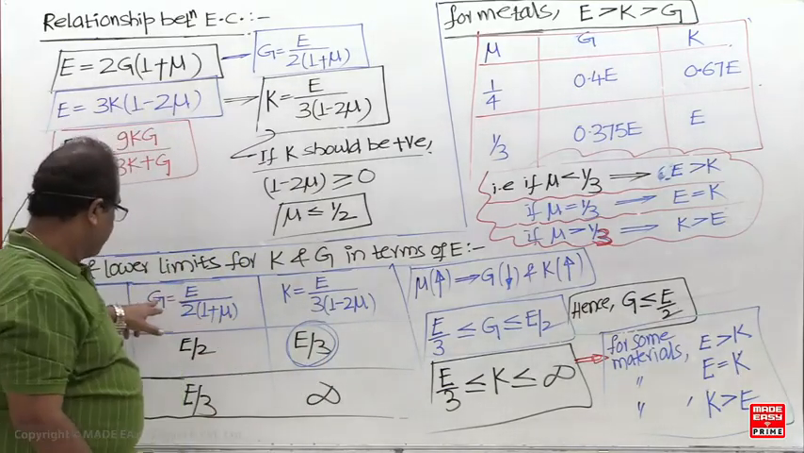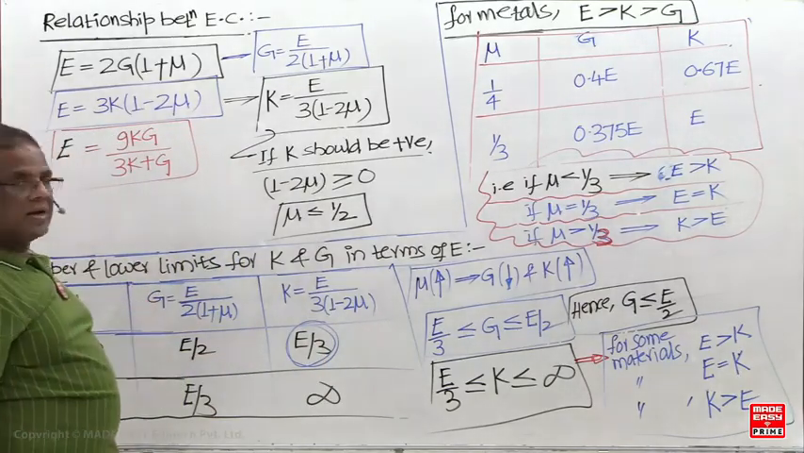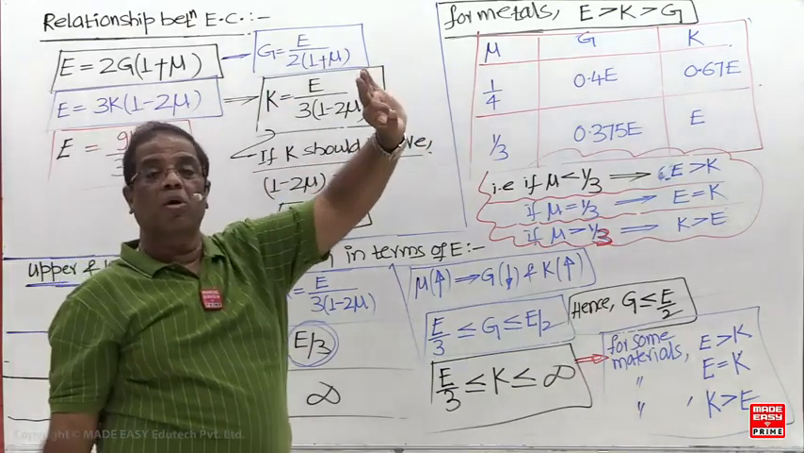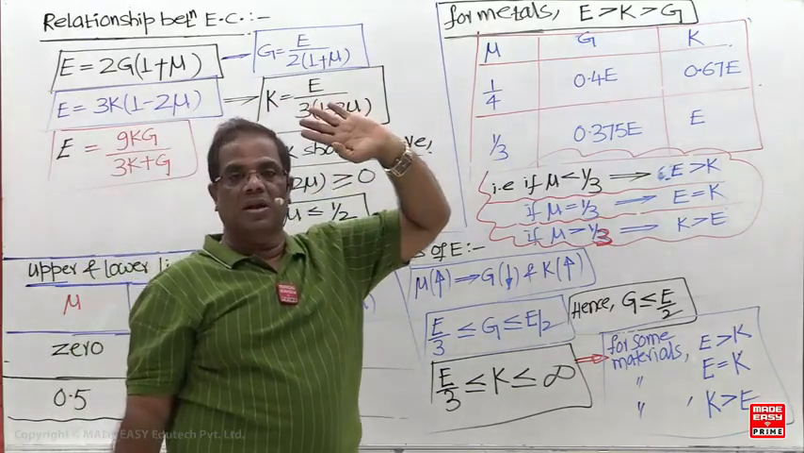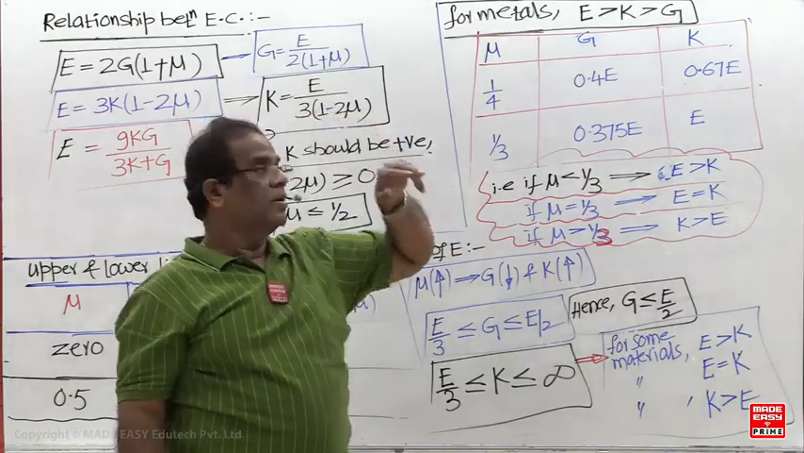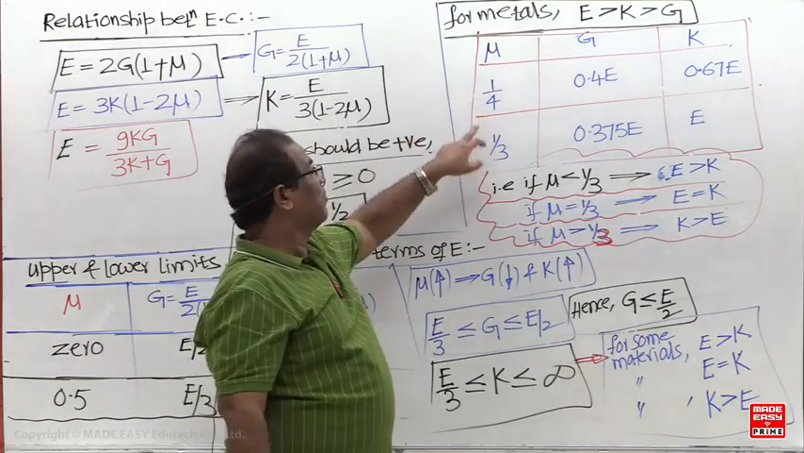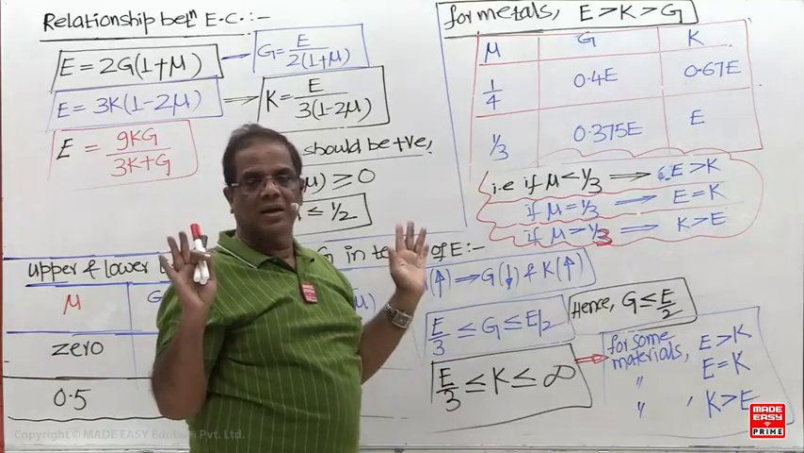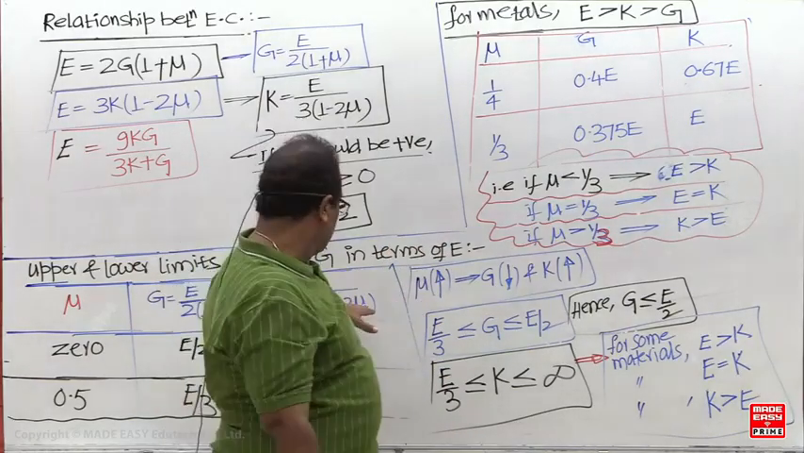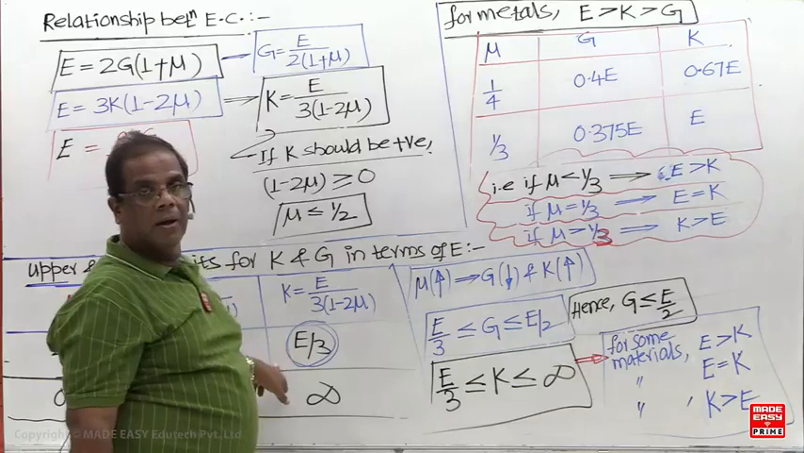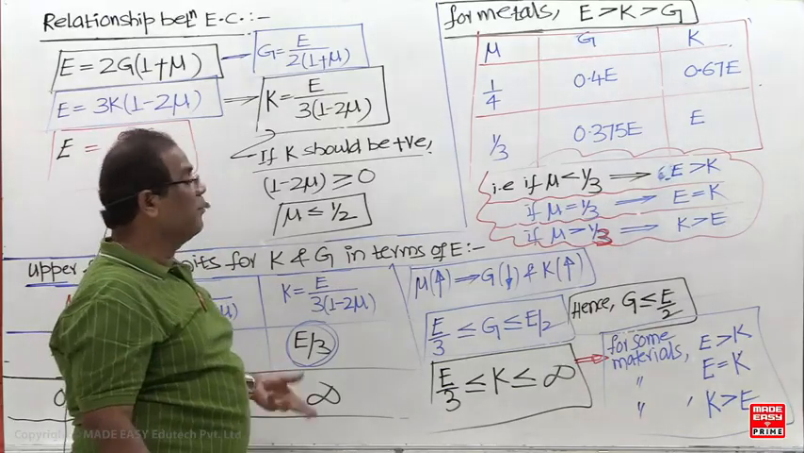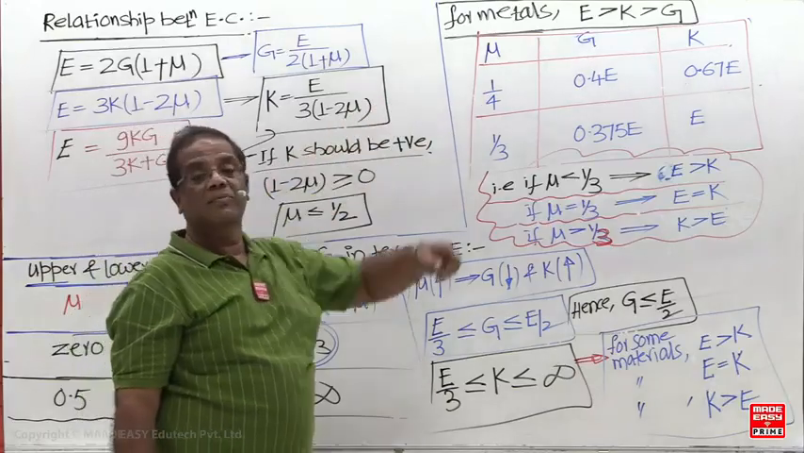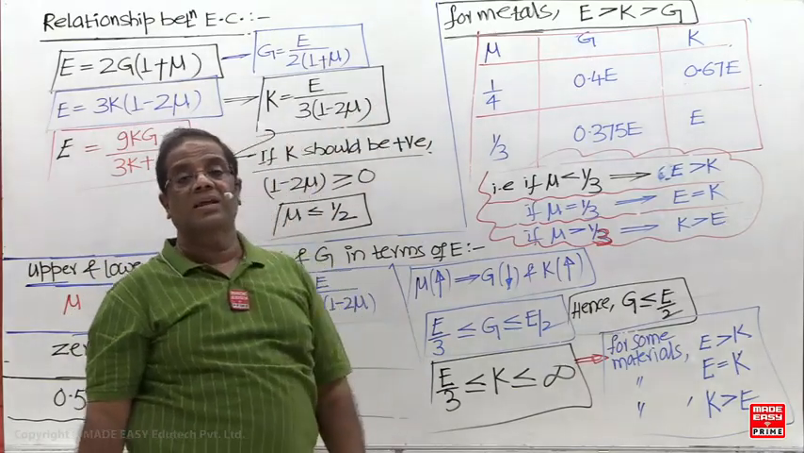But overall we cannot tell it; only for metals can you tell it: Young's modulus greater than bulk modulus greater than shear modulus. That is between 1/4 and 1/3, we can tell it. If you go above 1/3, K is more than E. So only for metals we can tell E is greater than K is greater than G.